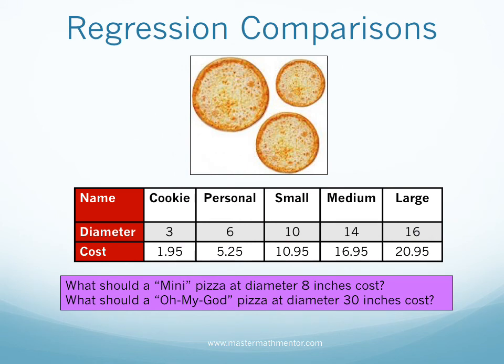Let's finish up with a final example. Angelo's Pizza offers pizza in 5 different sizes: cookie, personal, small, medium, and large. The size of the pizza is based on its diameter, and obviously the greater the diameter, the more the cost. Angelo decides to create 2 new pizza sizes, a mini at diameter 8 inches and the Oh My God pizza at diameter 30 inches. Using linear, exponential, and power models, what would be the suggested price, and which model do you think makes the most sense?